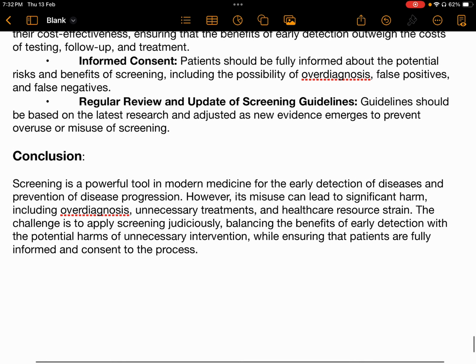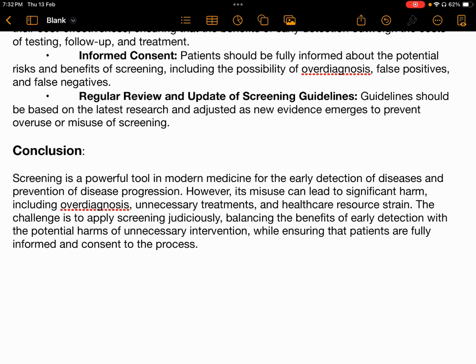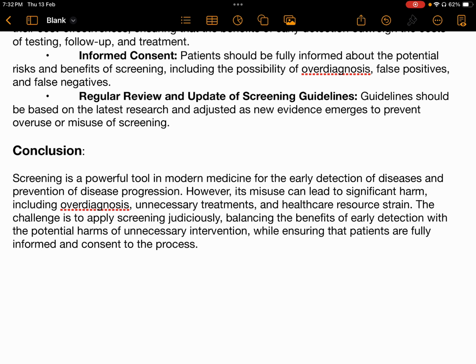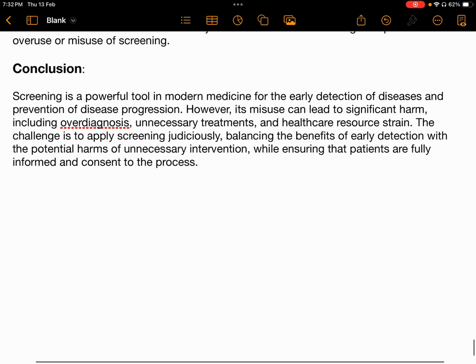Conclusion. So, the conclusion is screening is a powerful tool in modern medicine for the early detection of disease and prevention of disease progression. However, its misuse can lead to significant harm, including overdiagnosis, unnecessary treatment, and healthcare resource strain. The challenge is to apply screening judiciously, balancing the benefits of early detection with the potential harms of unnecessary interventions, while ensuring that patients are fully informed about and consent to the process.